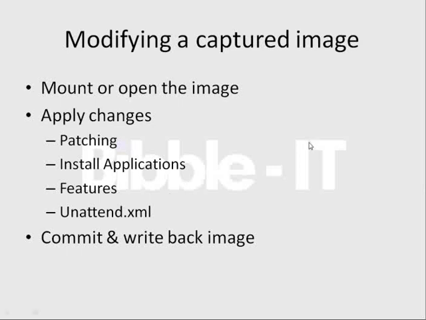So the things we're going to be looking at today are the process of mounting, as it's called, or in reality opening the image, how to apply changes, the sorts of changes we're able to make, applying basic Windows patches, installing basic applications, modifying Windows 7 features, and configuring unattended XML files. And then lastly, how to commit and write back the image.